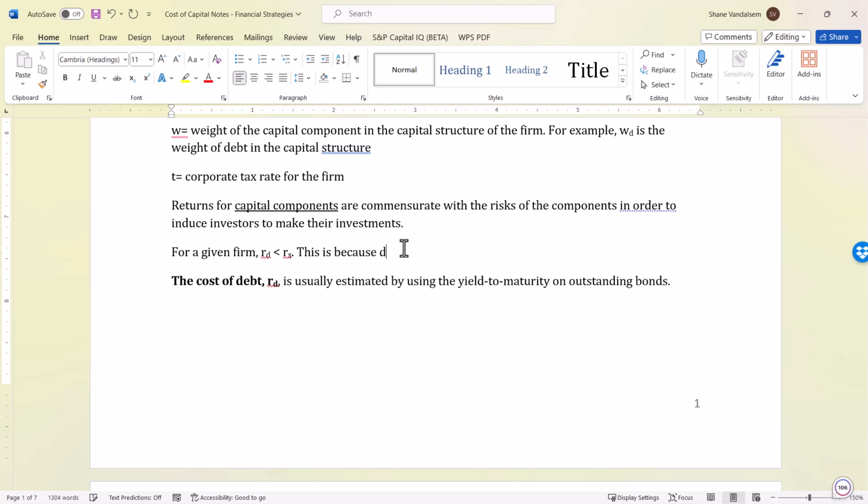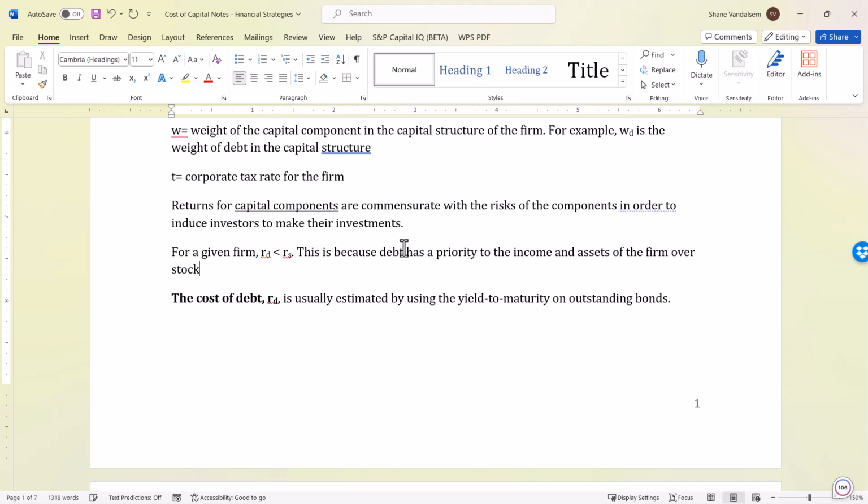This is because debt has a priority to the income and assets of the firm over equity. What that means is that if you buy a bond in a company and they don't make the interest payment on time on that bond, they go into default, okay? And they can be forced into bankruptcy.